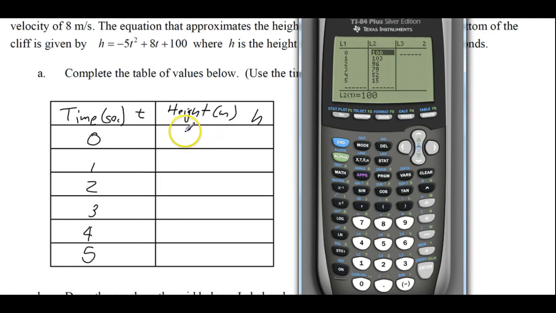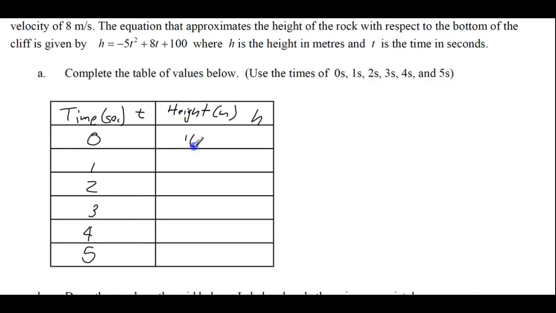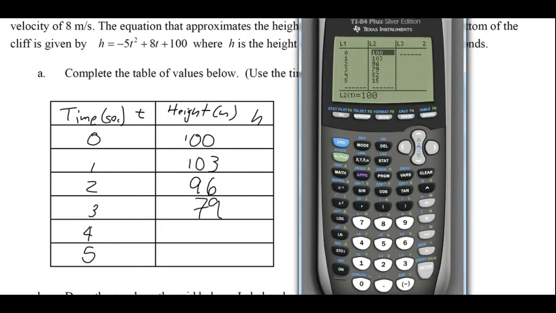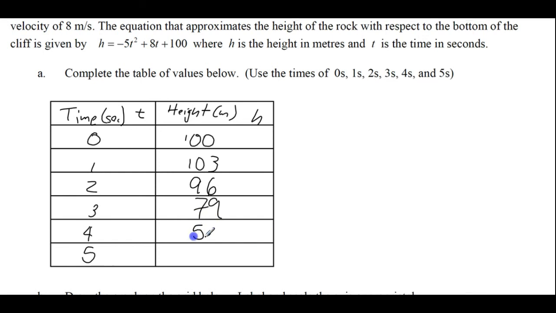So that's the lazy man's way, right? 100, 103, 96, 79, 52, and 15. Of course, you have your calculator in front of you. It's not going to disappear on you. So you might want to watch that again.